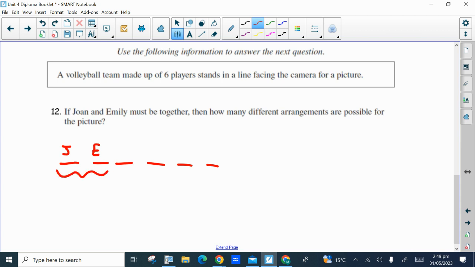We learned that if items have to stay together, they count as one object to arrange. So the remaining 4 players plus the set that includes Joan and Emily gives us 5 things to arrange. They can be arranged in 5 factorial ways. But we also have to multiply by 2 factorial, which represents the number of ways that Joan and Emily can be arranged amongst themselves. 2 factorial is 2: Joan first, Emily second, or Emily first, Joan second. 5 factorial is 120 times 2, 240 ways.